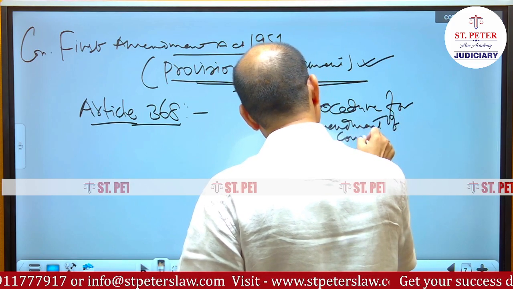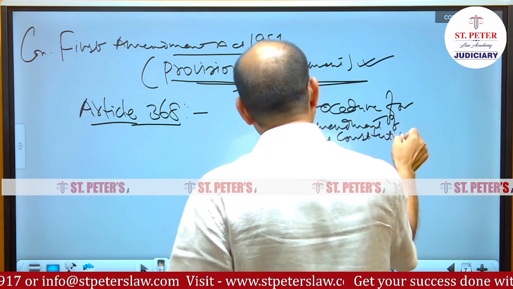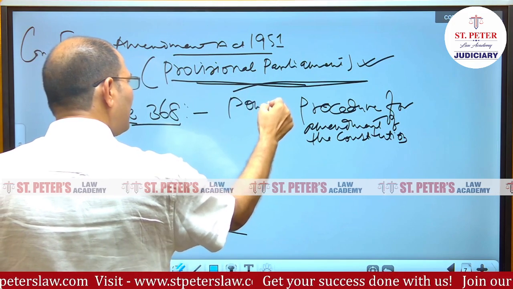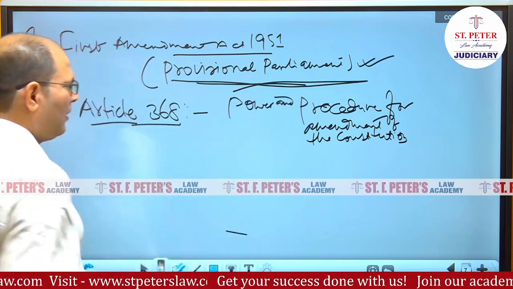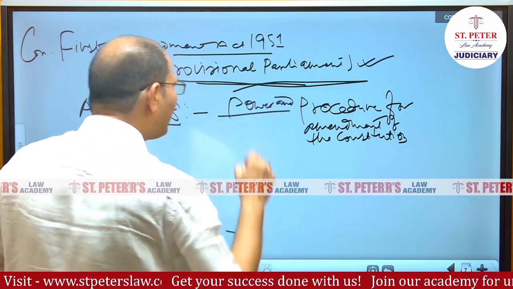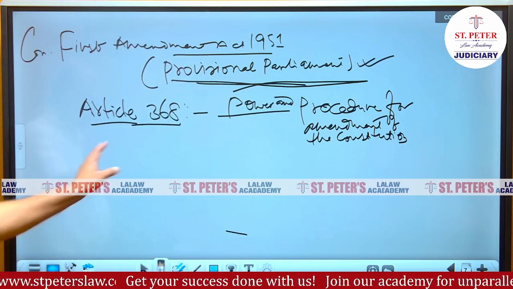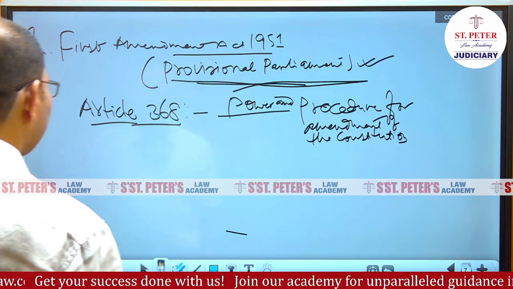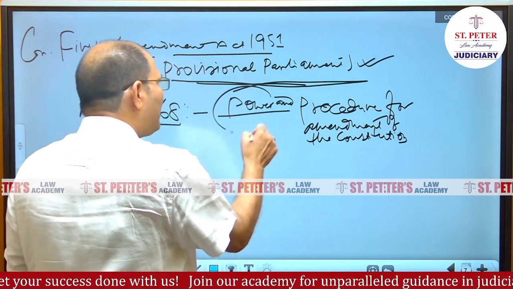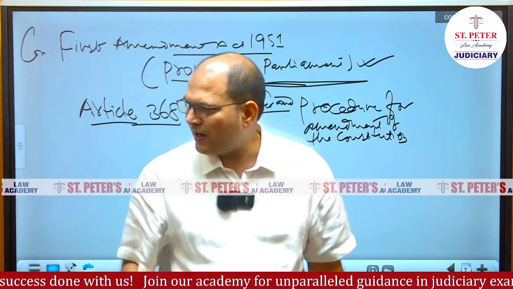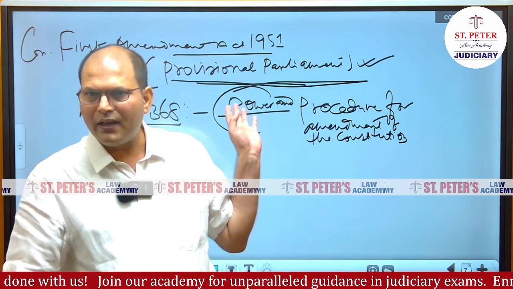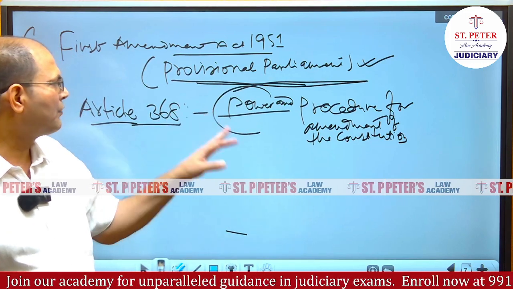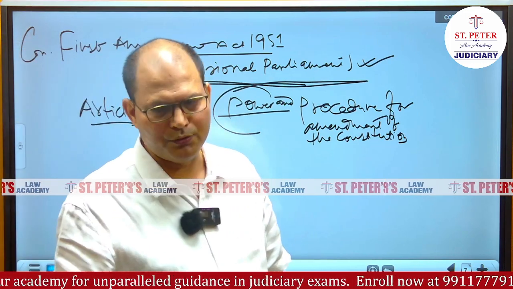Amendment of the Constitution. Later on, by way of the Constitution 24th Amendment Act 1971, this word "power" also was added in order to avoid confusion that was created by the judgment of the Golaknath case. And now Article 368, in its marginal heading, says that Article 368 contains the power and procedure for amendment of the Constitution.